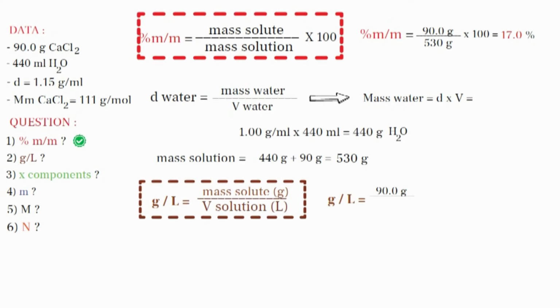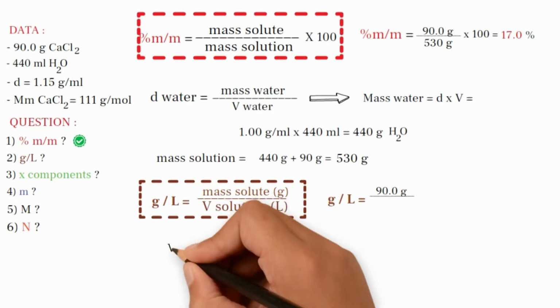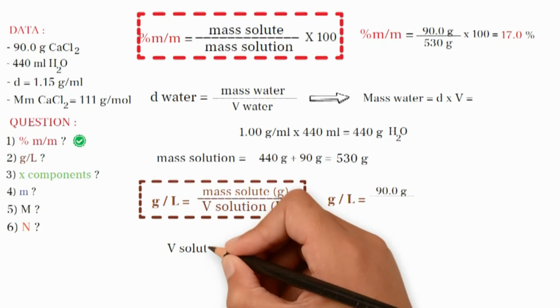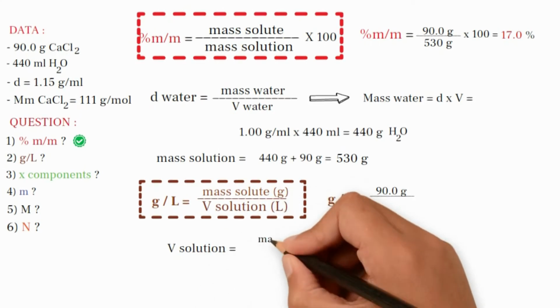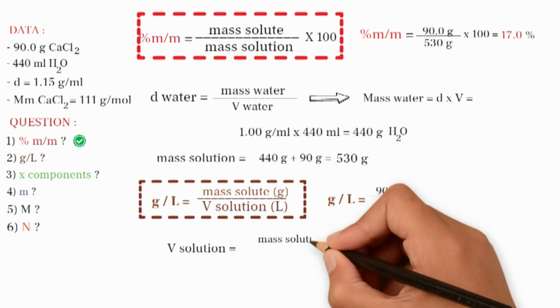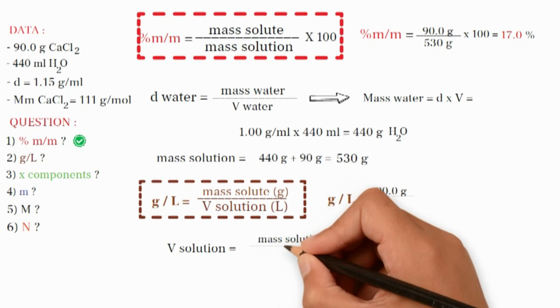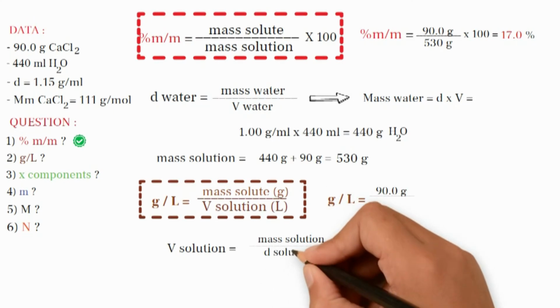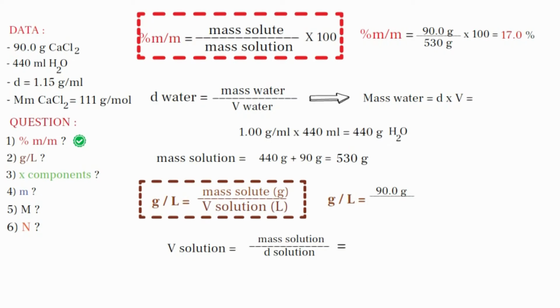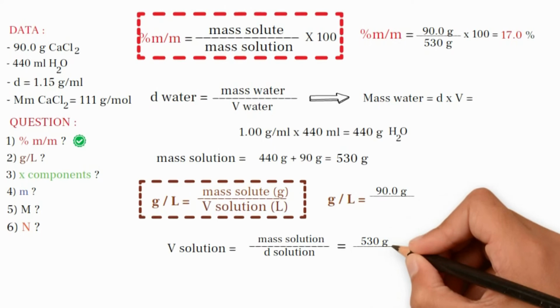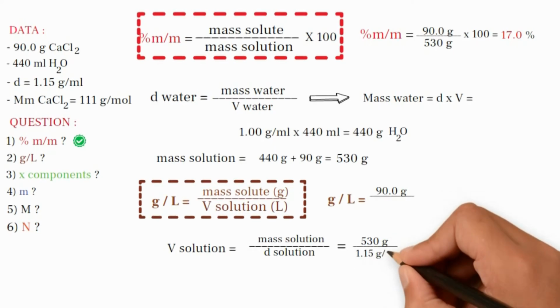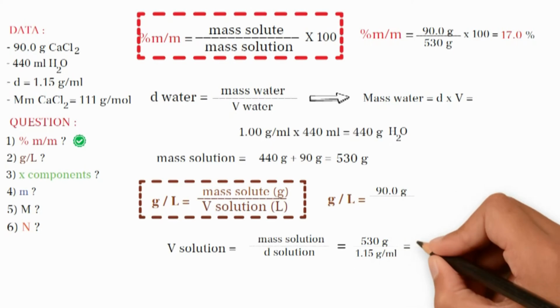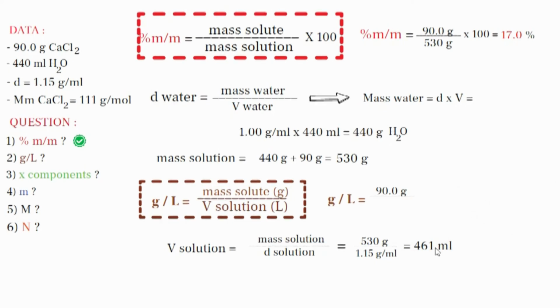And now it's easy to calculate the volume of solution, because the volume of solution will be given by the mass of solution divided by the density of solution. So it will be 530 grams over 1.15 grams over milliliter. The answer is 461 milliliter.